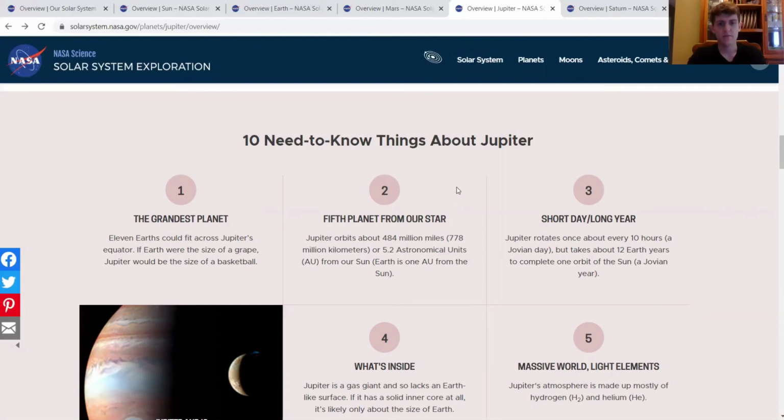So it is the fifth planet from our star. Jupiter orbits about 484 million miles, or 5.2 astronomical units, from the sun. Jupiter rotates once every 10 hours, which is a Jovian day, but it takes about 12 Earth years to complete one orbit around the sun, a Jovian year.